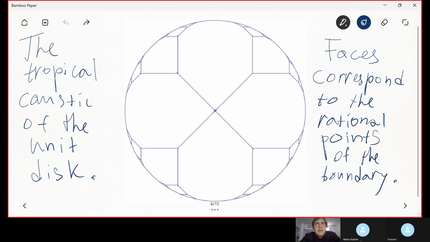You see the points where the slope of a tangent line to the circle is rational. Those are exactly... Am I telling it wrong? Maybe I'm wrong. Yes, I should correct it. Not rational points, but where the tangent has rational slope.